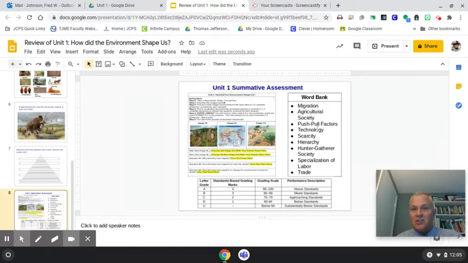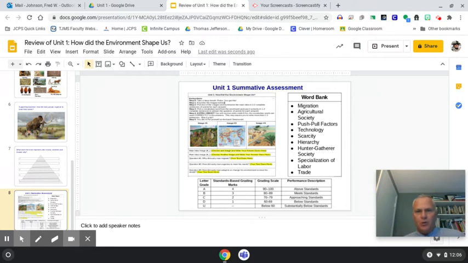Scarcity is one of the things that push people out. Scarcity is a lack of resources, a lack of food. Hierarchy, that ranking above one another. Hunter-gatherer societies that move around looking for resources. Specialization of labor, getting good at a job and becoming an expert in it. And trade, of course, is exchanging items or services with others.